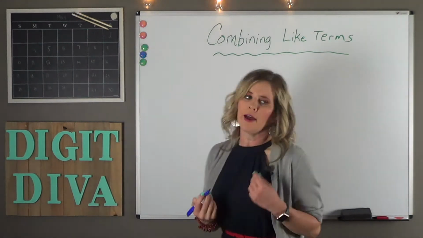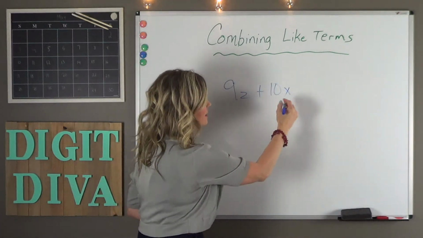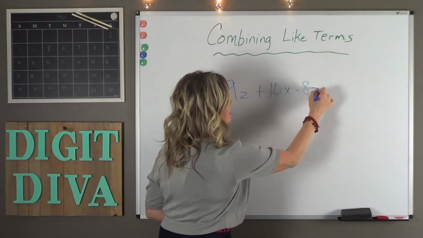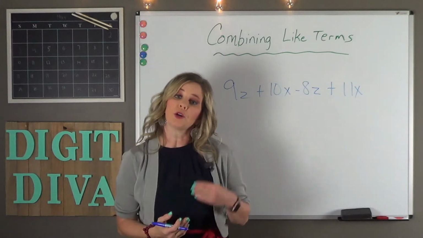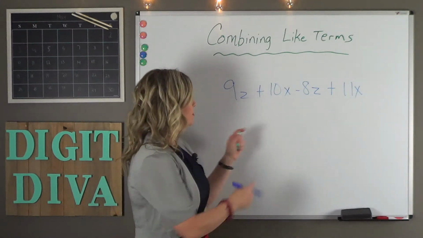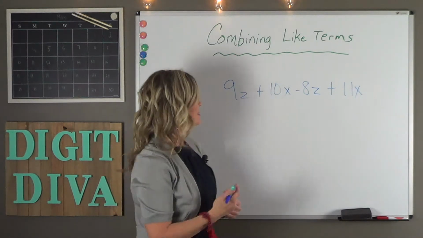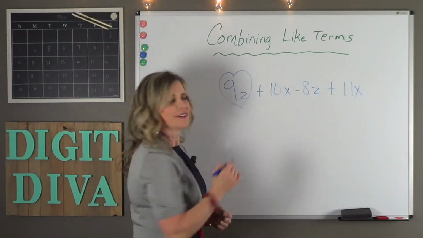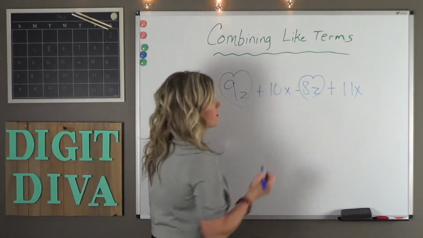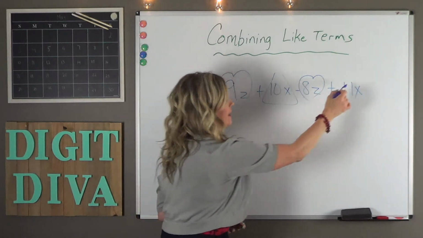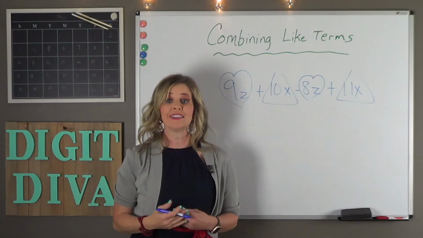All right? How about 9z plus 10x minus 8z plus 11x. Okay, so we have 4 terms again in this problem. 1, 2, 3, 4. And we're going to combine our like terms. So I'm going to put a heart around my z's. So I'm going to scan down, and here's another z. I'll put triangles around my x's. So it's very helpful to put your like terms in the same shape.